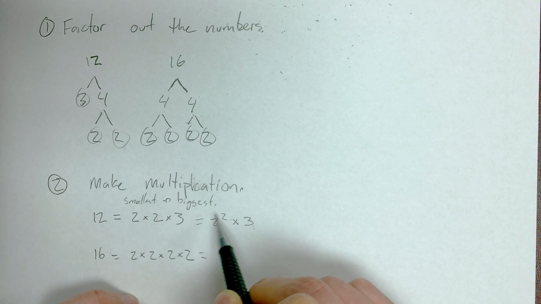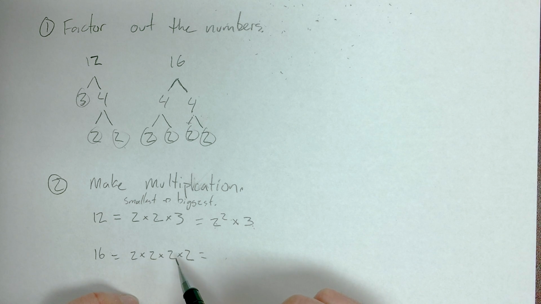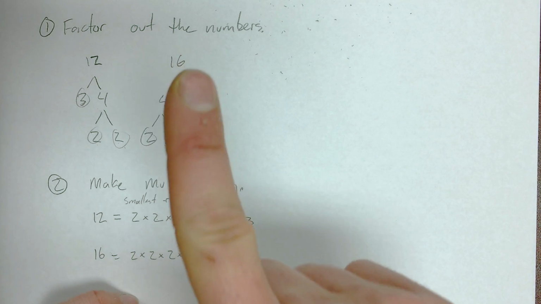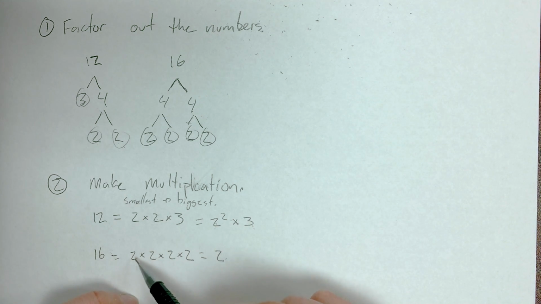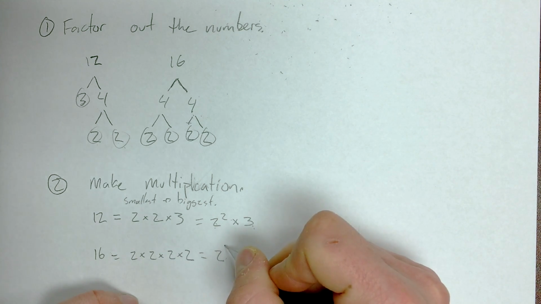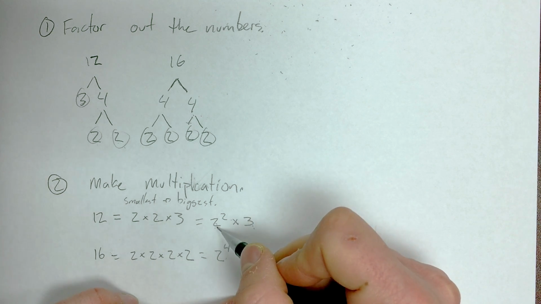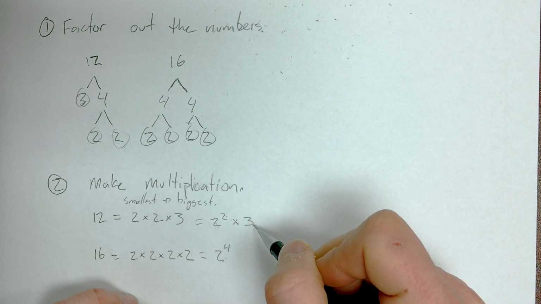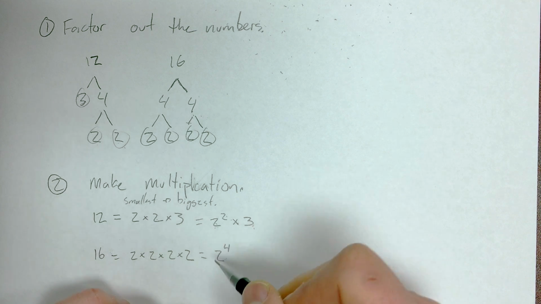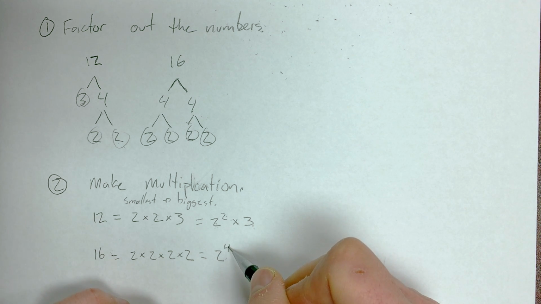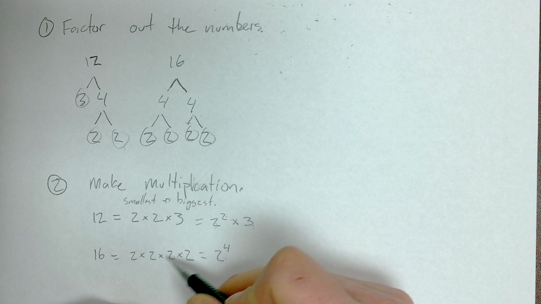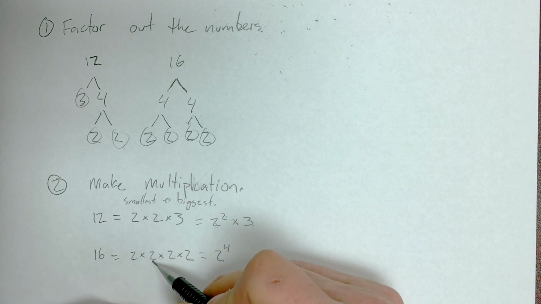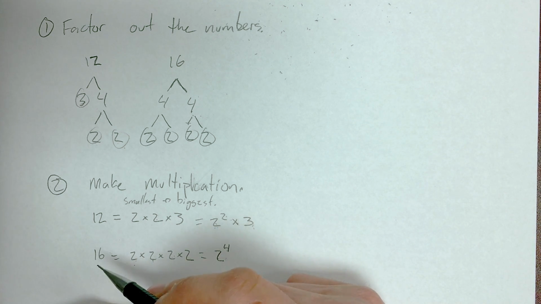Okay? All right, now I've got 4 2's down here, and I'm going to smash them down into just one single 2. All right, so I'm going to write a 2, but I have 1, 2, 3, 4 2's, so I'm going to write a 4 right there. So I've got 2 to the power of 2 multiplied by 3 here, and I have 2 to the power of 4 here. Okay, 16 equals 2 multiplied by itself 4 times. 2 times 2 times 2 times 2 equals 16.